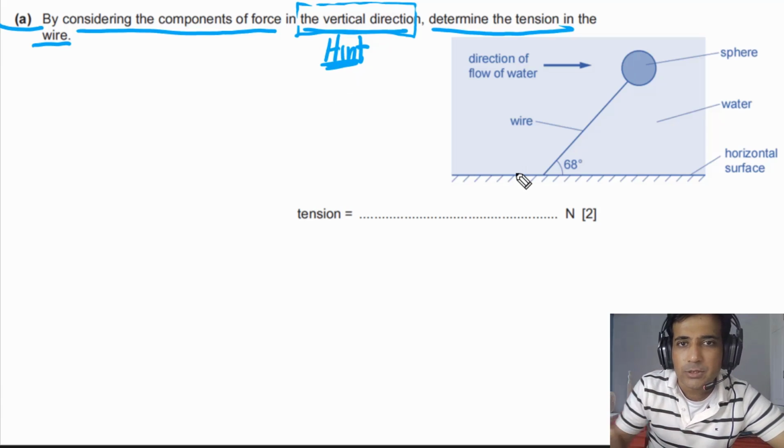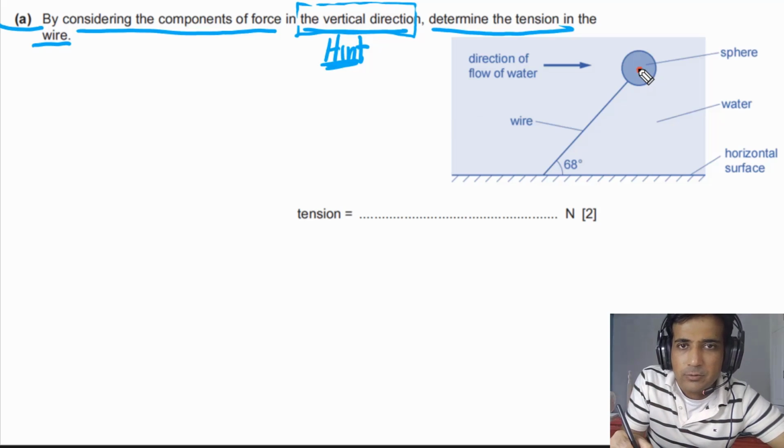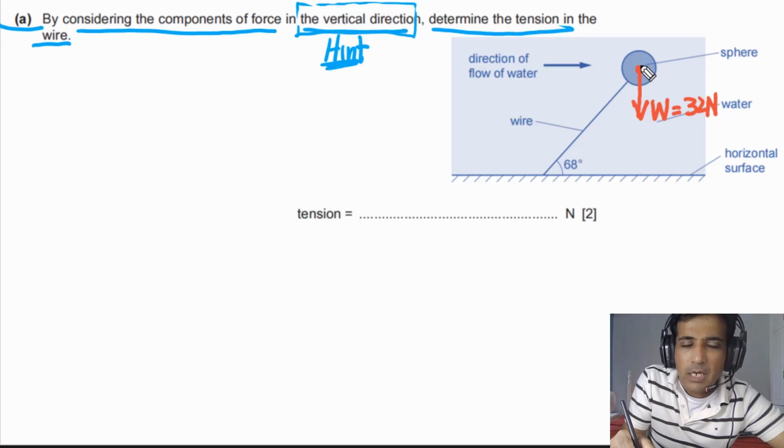Now let's try to understand first of all the forces acting on the sphere. One thing we need to understand, the sphere has a mass, so the weight of this sphere has to be acting downwards. So simply we can say W is acting downwards and the magnitude of W is given, that is equal to 32 newtons. Upthrust is also given. Upthrust is acting on the sphere, so we can draw upthrust acting up and the value of upthrust is given, that is equal to 280 newtons.